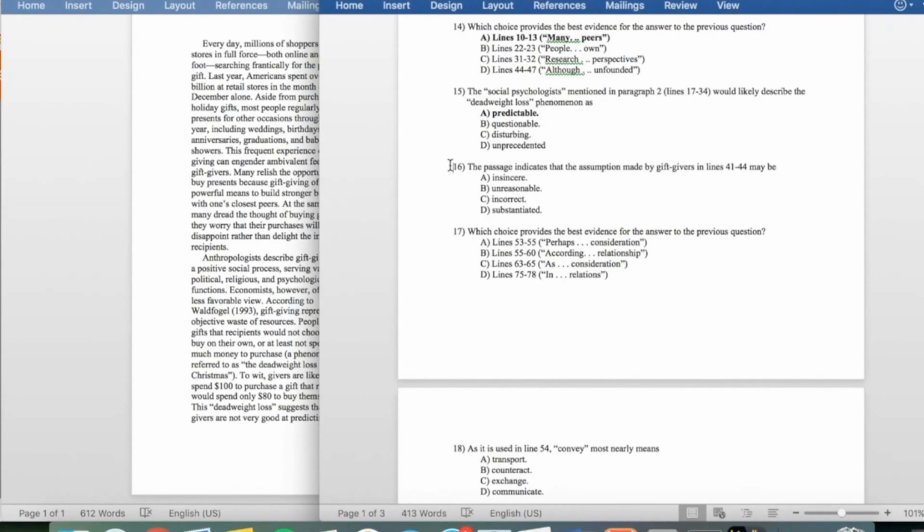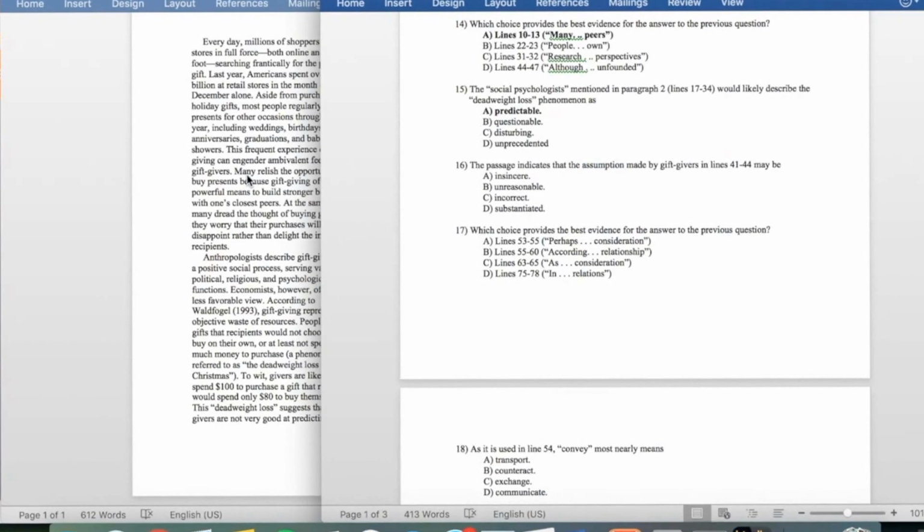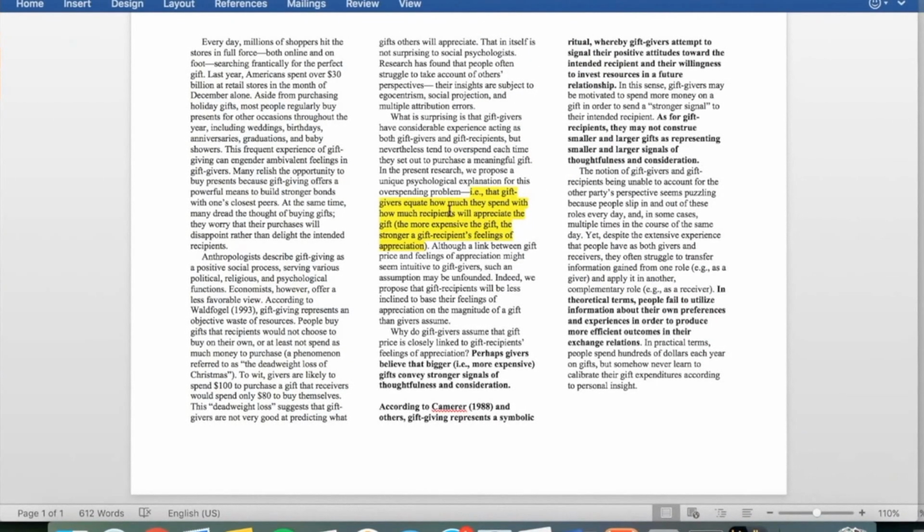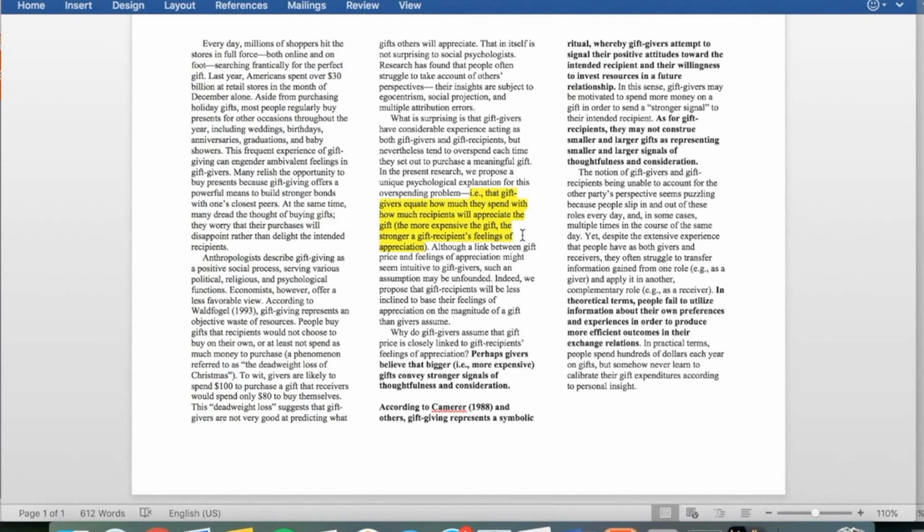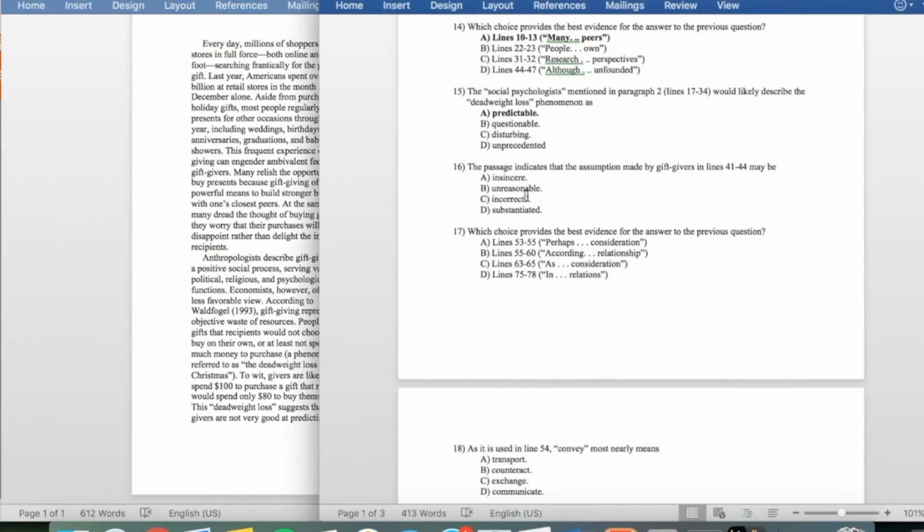The passage indicates the assumption made by gift givers in lines 41 through 44 may be A, B, C, or D. Let's go to lines 41 through 44 and look at that assumption. What is the assumption? I've highlighted it here. The assumption is essentially that the more expensive the gift, the stronger the recipient's feelings of appreciation will be. You might recall that from reading the passage, and you might even recall that in the next sentence are the words, "such an assumption may be unfounded." So it immediately says this might not be right.